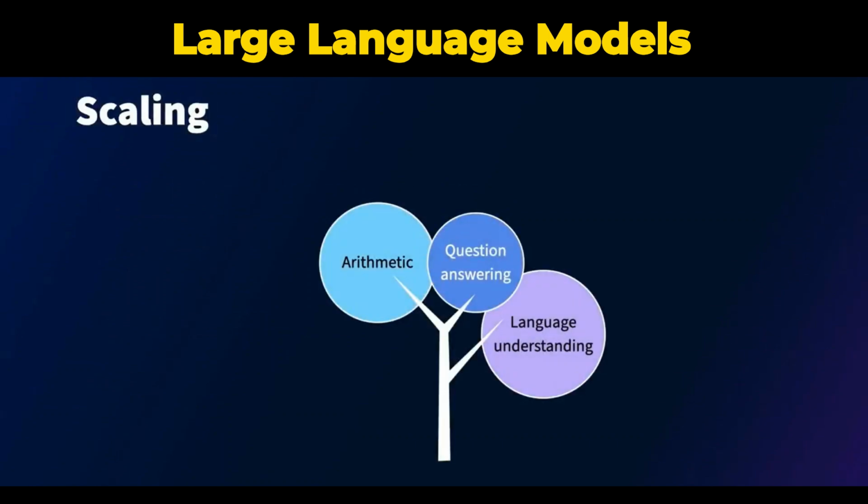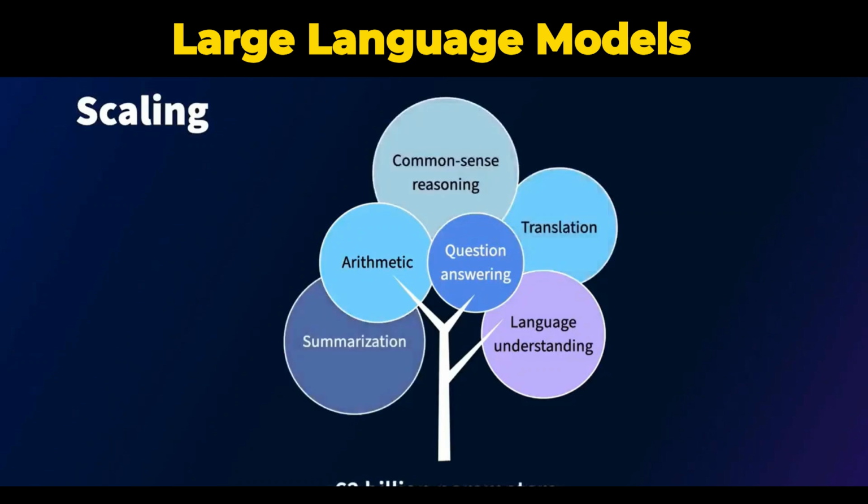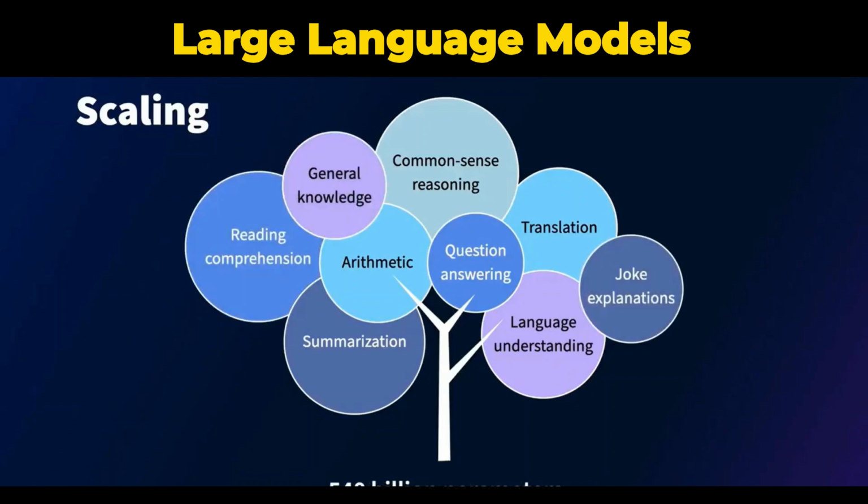Another really interesting phenomenon that the Google team picked up on was scaling. It looked like the models could only perform certain tasks once a certain scale was reached. Here, 8 billion parameter models could perform certain tasks such as question answering, language understanding, and arithmetic. It was only when the model was scaled up to 62 billion parameters that more tasks such as translation, summarization, and common sense reasoning were possible. But it then required a much bigger jump to 540 billion parameters for the model to be able to perform tasks such as general knowledge, reading comprehension, and joke explanation, amongst others.